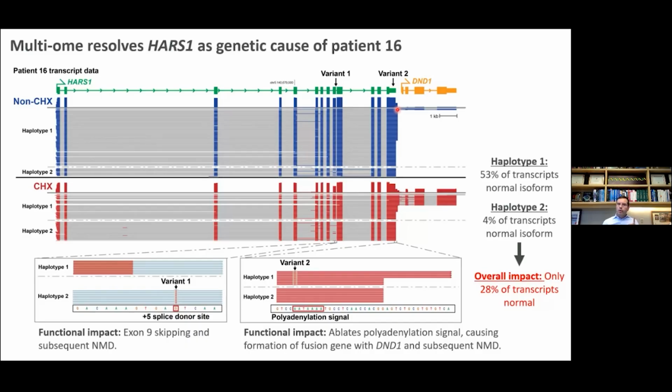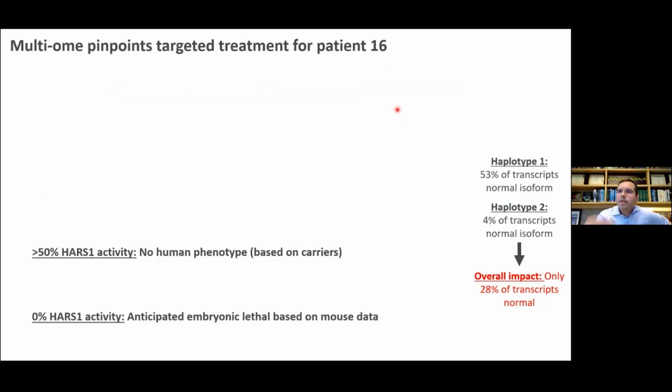And that number is really important when it comes to what we wanted to do next in terms of therapies. What I mean by that is that individuals who have 50% activity of HARS1 or normal or higher don't have a human phenotype, based on individuals who are carriers for nonsense variants in this gene. It's assumed that individuals with 0% HARS1 activity would not be living, because this has been observed to be embryonic lethal in mice. So this is not compatible with life.